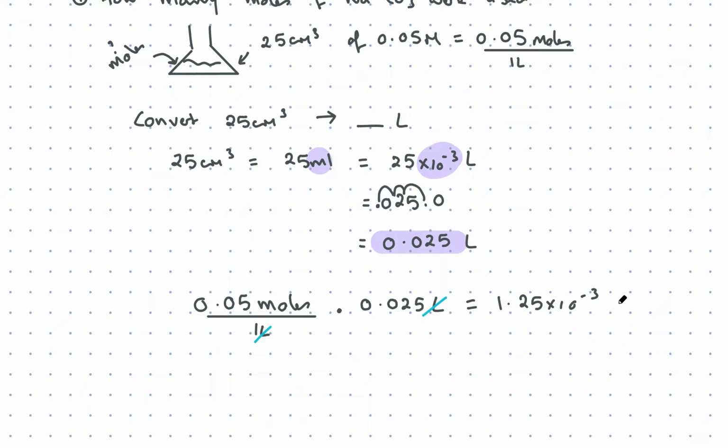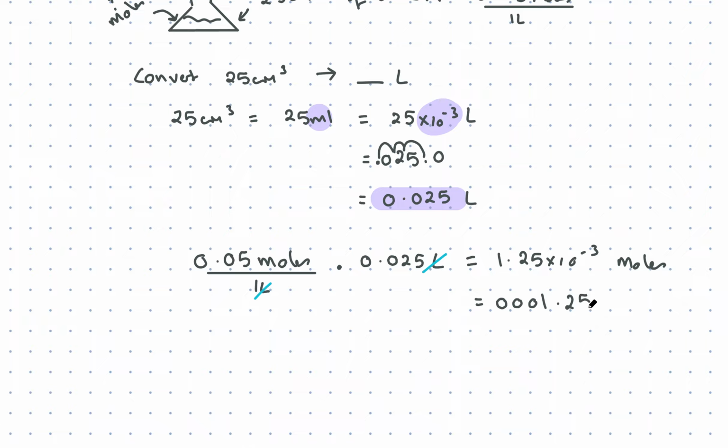Now if you don't like the look of scientific notation, you can convert it back out, and I'm going to show you how to do that again. So I would just add a few zeros here in the front, just so it'll allow us to move the decimal point. If it's by 10 to the minus 3, what it means is you're going to move the decimal point backwards 3 times. There's 1, 2, and then we're going to have 3 here. So we've got 0.00125. That's how many moles of sodium carbonate I have inside in the conical flask.